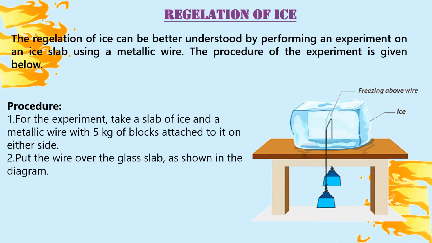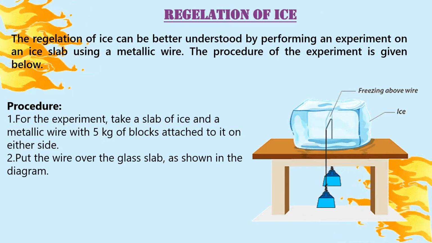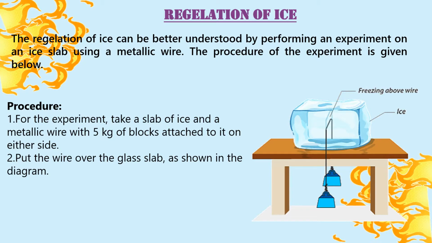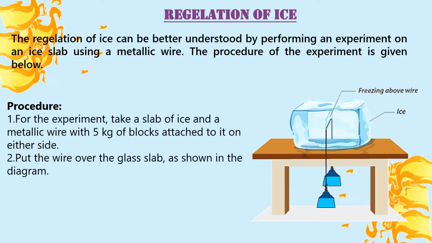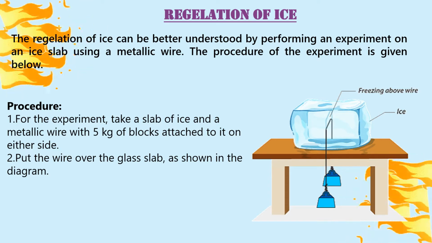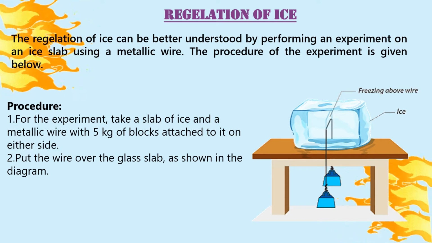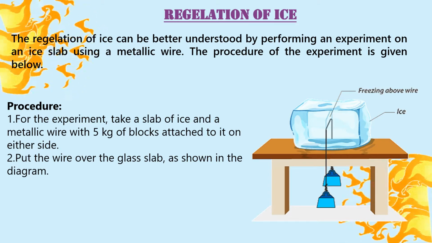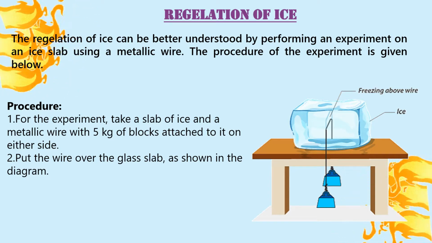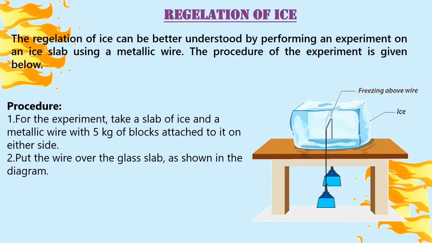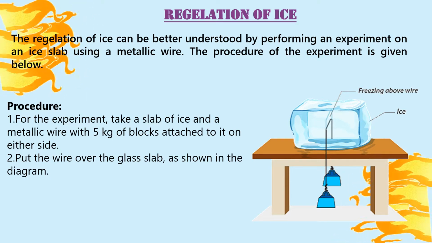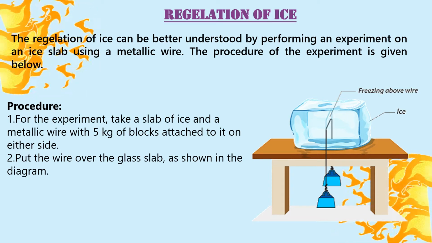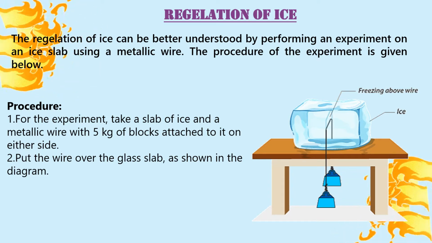In order to understand that, we will do an experiment. The regelation of ice can be better understood by performing an experiment on an ice slab using a metallic wire. The procedure of the experiment is given below. For this experiment, take a slab of ice and a metallic wire with 5 kg blocks attached to it on either side. On both sides of the metallic wire we attach weight. Put the wire over the ice slab as shown in the diagram.